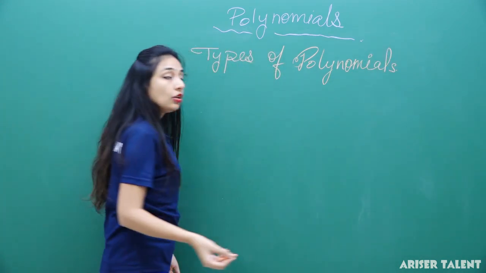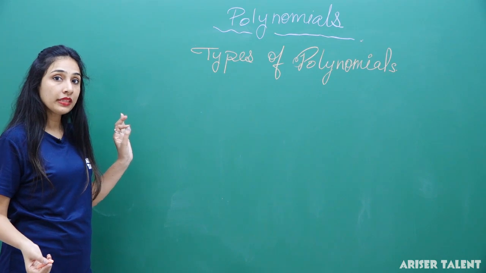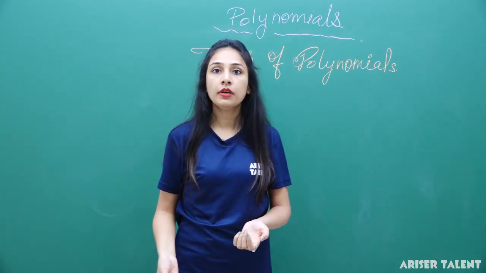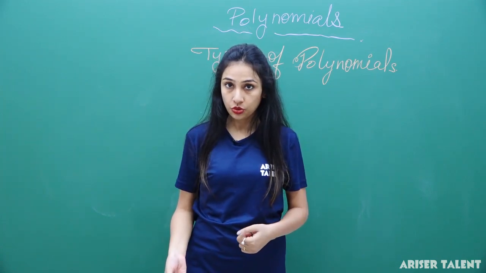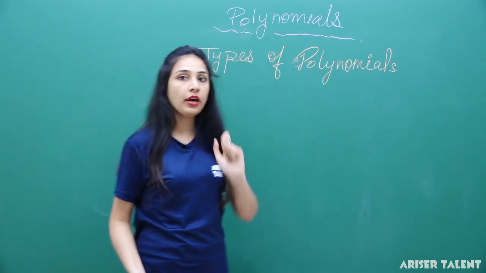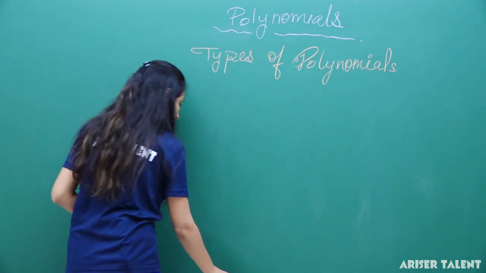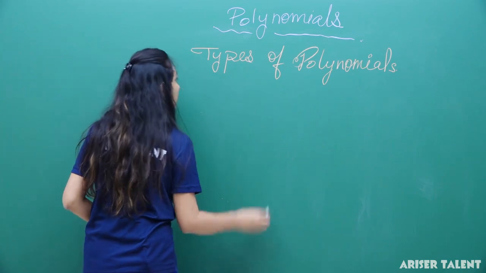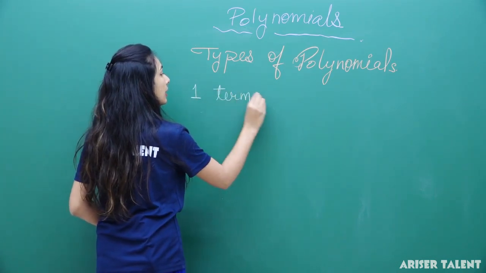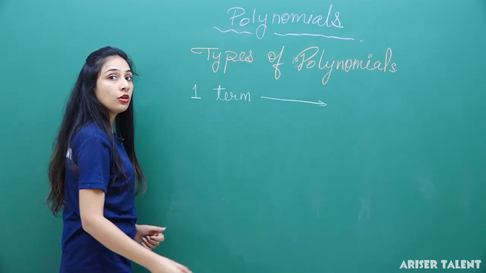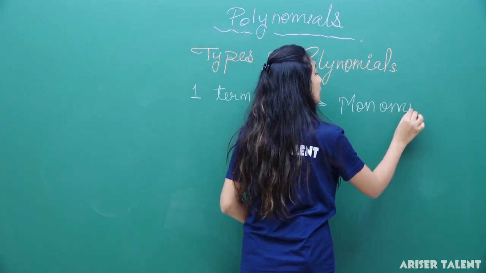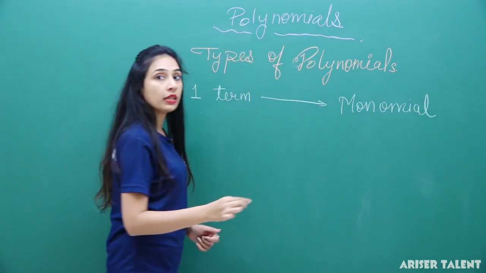So students, I have told you that there are 1 term, 2 terms, 3 terms and more than 3 terms also. So what we call it depends on how many terms you are having. If you are having only 1 term, then that will be known as monomial. Again, what? Monomial.